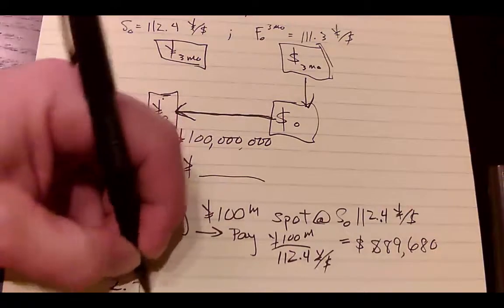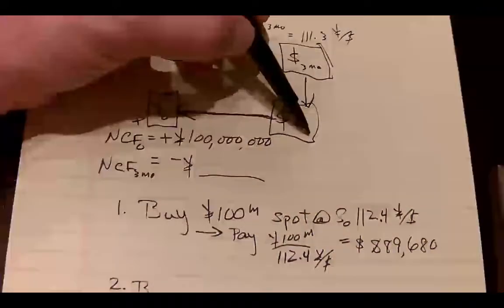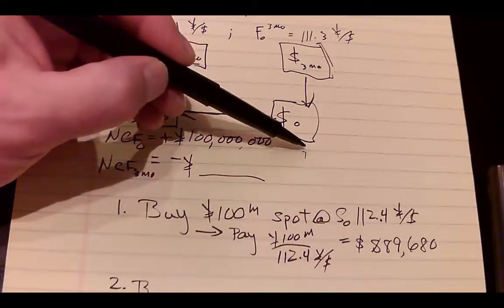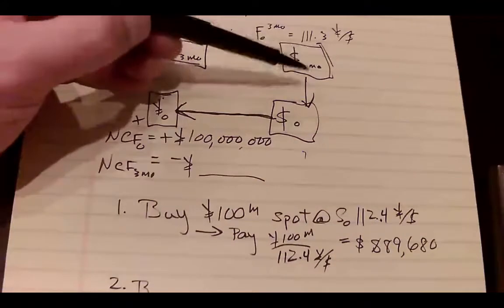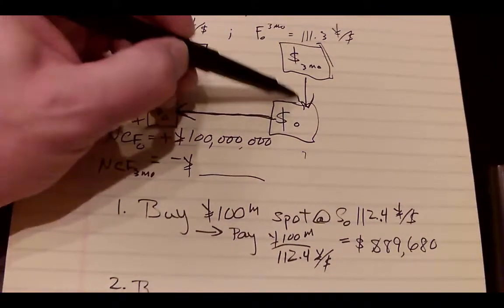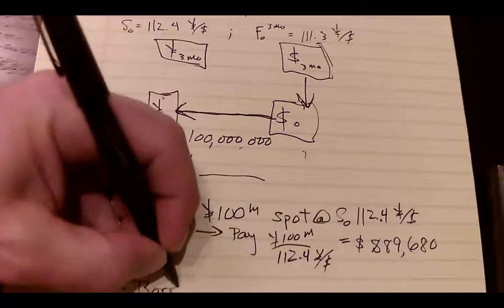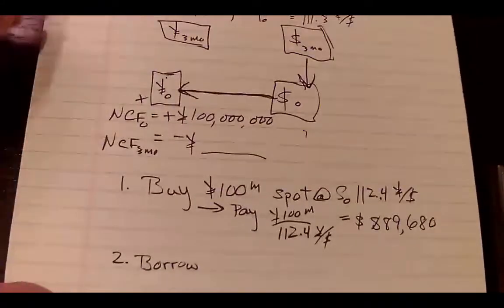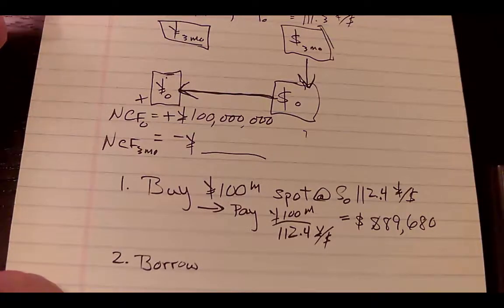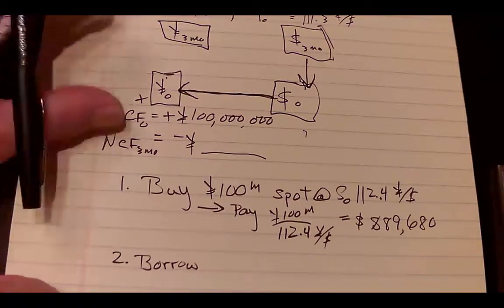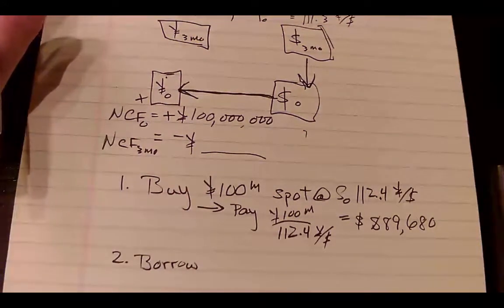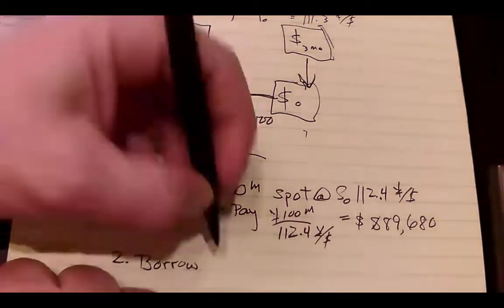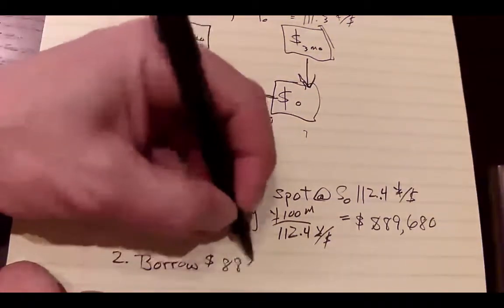How many, though? Well, you just saw it, 889,680. We want the net to be 0. So you've got an outflow of 889,680 at time 0 from the spot contract. Now we want an inflow of the same amount from dollar borrowing. So borrow using the U.S. money market. The money market is simply a term that means the market for short-term debt. It's not a currency market. The currency market is called the foreign exchange market. At any rate, we're going to borrow dollars. How many dollars? We just said 889,680.